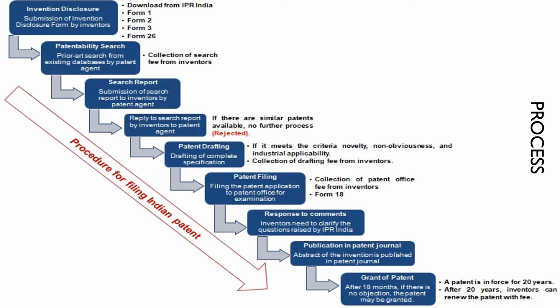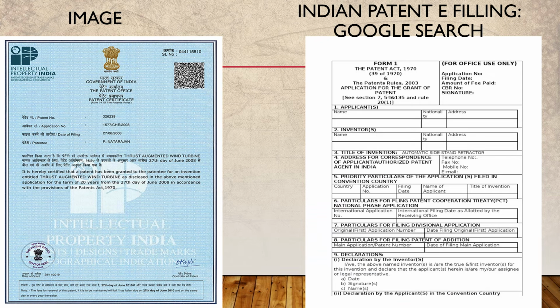After drafting, there would be filing of the patent. After filing, there would be response to the comments, if there are any that are to be clarified, or any questions or queries raised. And then finally the publication of the patent in the journal. And a patent is a right that is provided to the patentee for around 20 years. But this procedure may take around 18 months or so for the entire process to be completed. And if there are no objections, the final patent is granted.